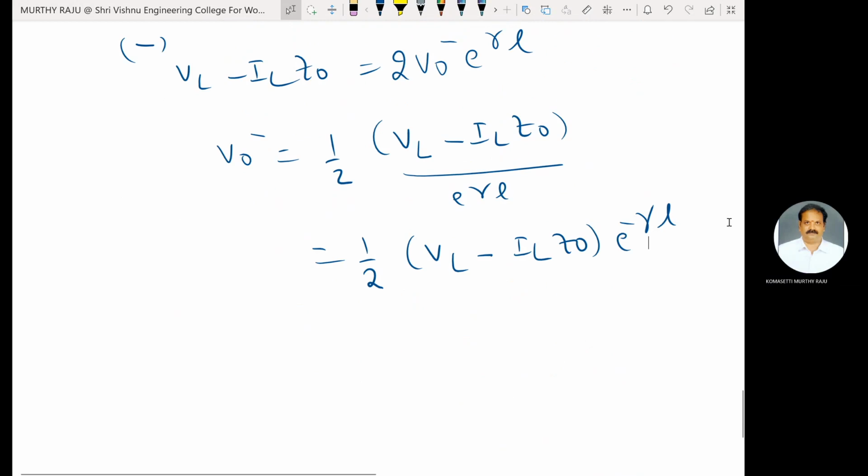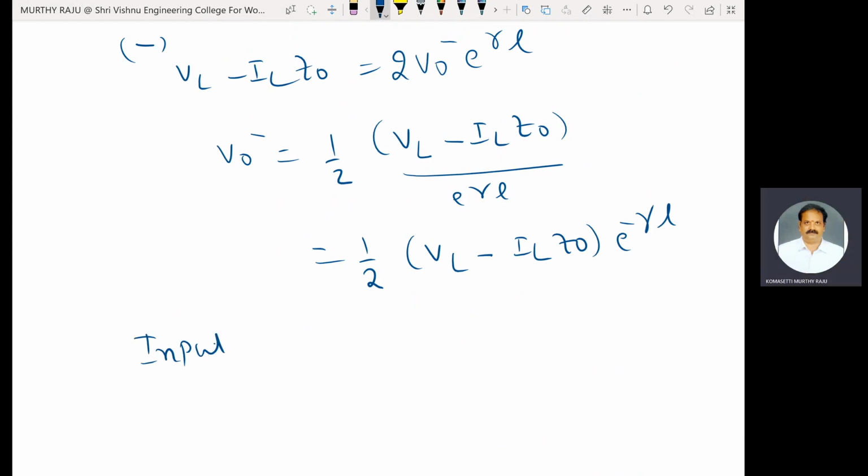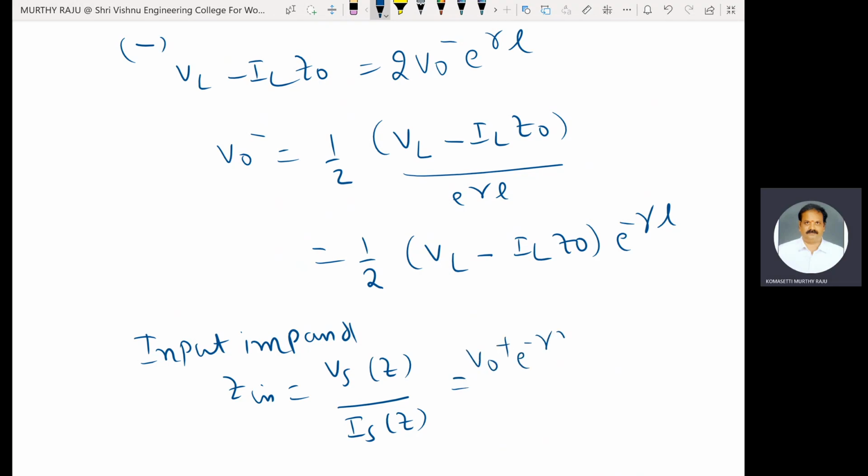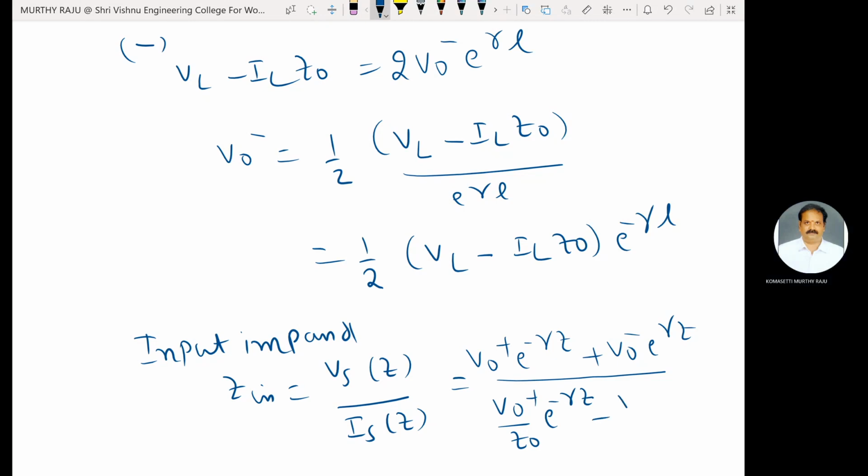Input impedance. We know that input impedance Zin is equal to Vs of z by Is of z at z is equal to 0. That is equal to V0 plus e power minus gamma z plus V0 minus e power gamma z, divided by V0 plus by Z0 e power minus gamma z minus V0 minus by Z0 e power gamma z.